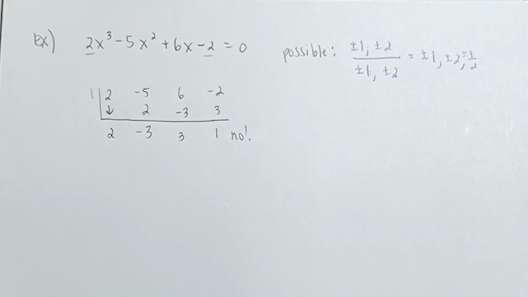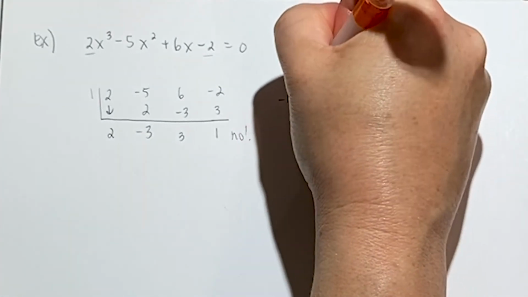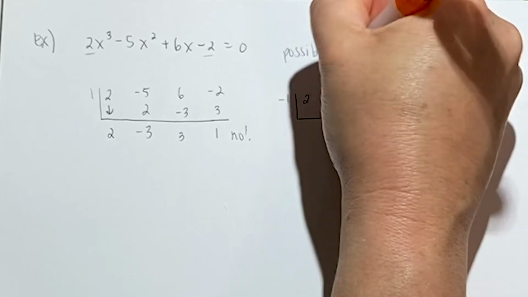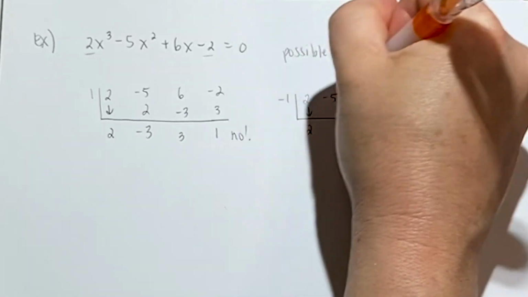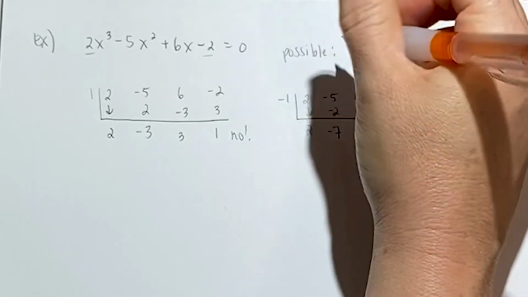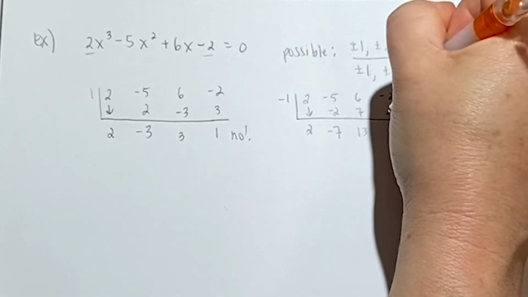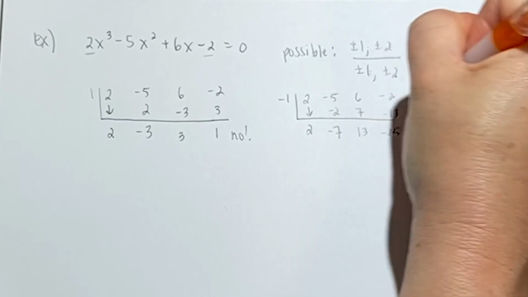Okay, next in the list would be -1, so we could try -1, 2, -5, 6, -2. Bring down, multiply, add, multiply, add, multiply, add.